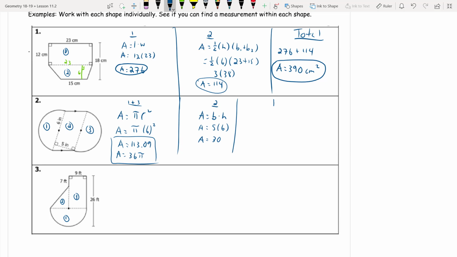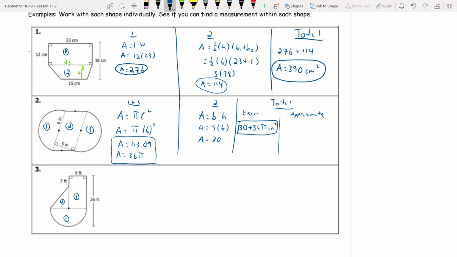Now, for our total, you really have two options. You have exact and you have approximate. In exact, that's where you'd use pi. So your exact answer would be 30 plus 36 pi inches squared. It looks strange, but that's an exact answer because we left it in terms of pi.